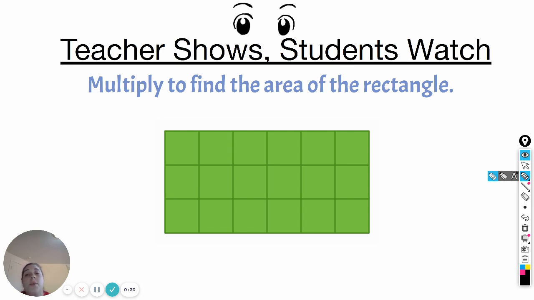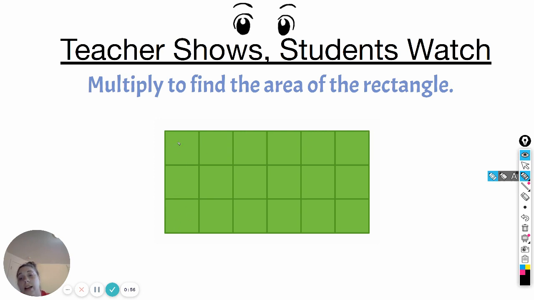First up, you can see we have a rectangle here, and it does have the square units drawn on it, just like what we did on Tuesday. But this time we're going to multiply to find the area of the rectangle instead of just counting the square tiles. So if you look, we just have to figure out what the side lengths are, okay? So we have to pick two different sides.